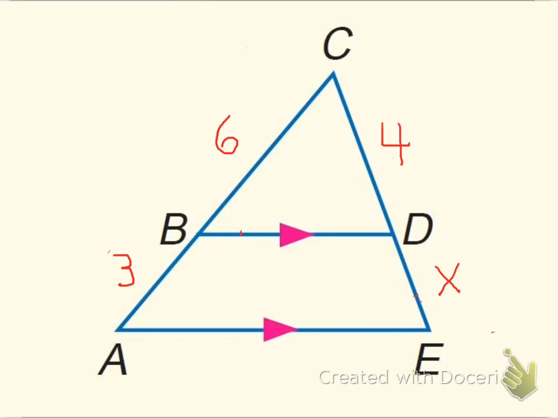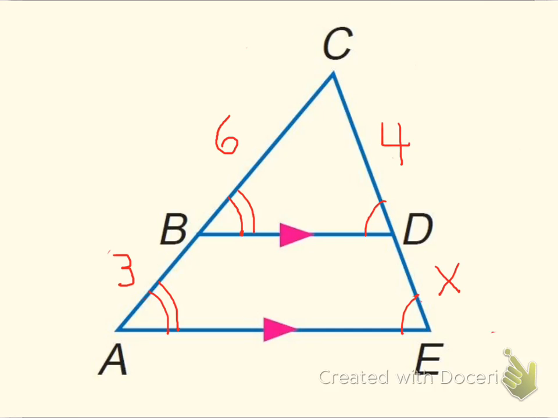Our method for solving problems like this one so far has been to say that because of the parallel lines, angle A and angle CBD are corresponding angles and therefore congruent. Also, angle E and angle CDB, also being corresponding angles, are congruent.